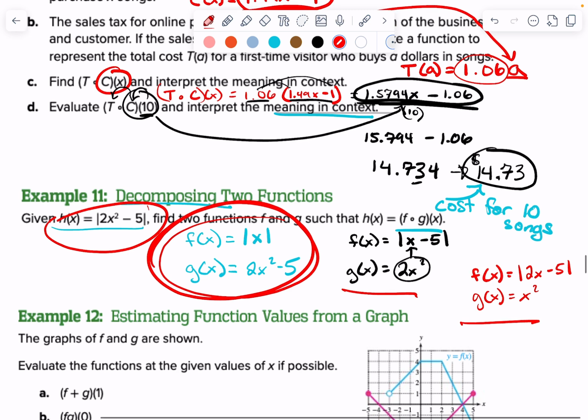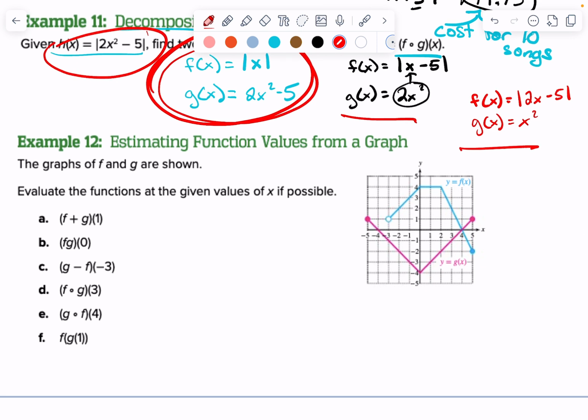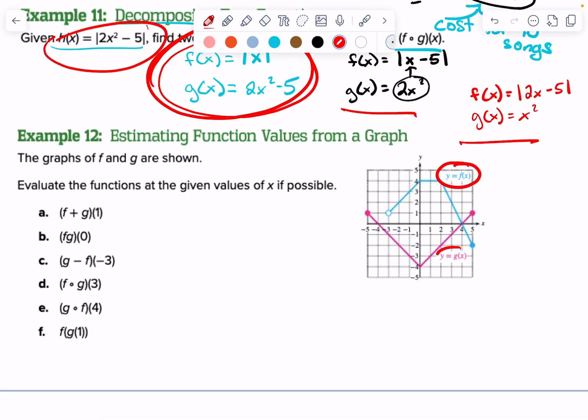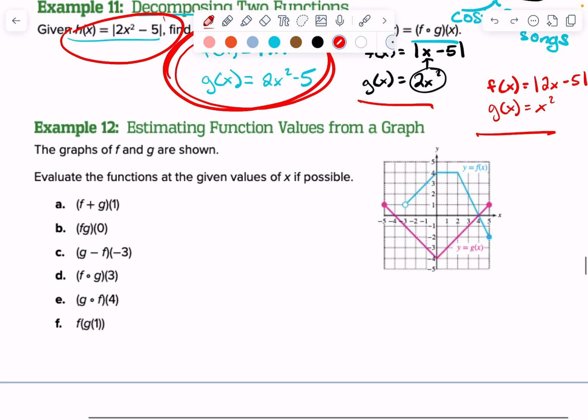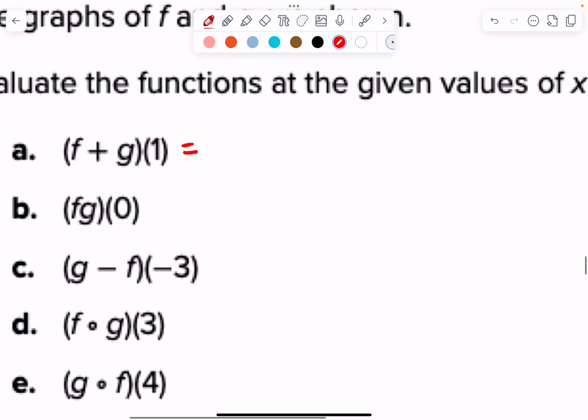So, okay, example 12. Using the graph. The graphs f and g are shown. The blue one is f of x, the bottom one is g of x. Got it. Okay. They say, what is f plus g of 1? Okay, now let's do this. F plus g of 1 means f of 1 plus g of 1, right? That's what I'm doing, all right?